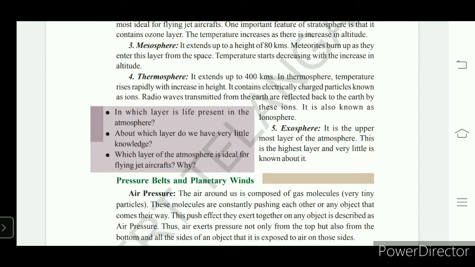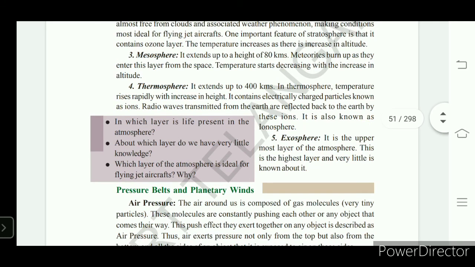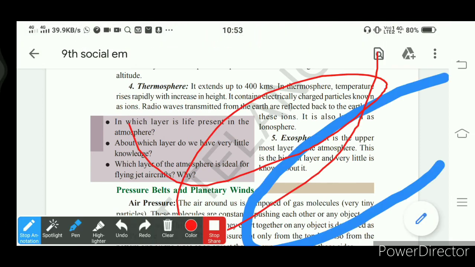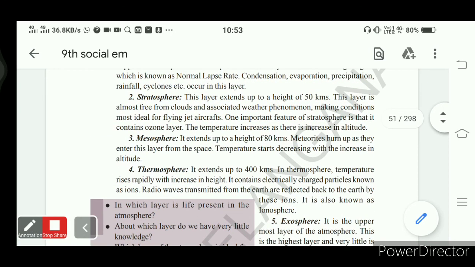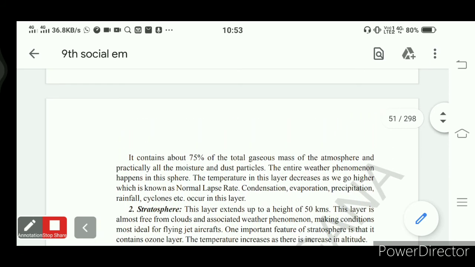Understand? There the temperature again increases, right? So all these are the five layers. The upper layer is the exosphere, as I stated here, dear students. Next, the lower layer is the troposphere, right? These are the five layers of the atmosphere which are composed of air, right? So it is a thin blanket. The atmosphere is a thin blanket covering the earth's surface.